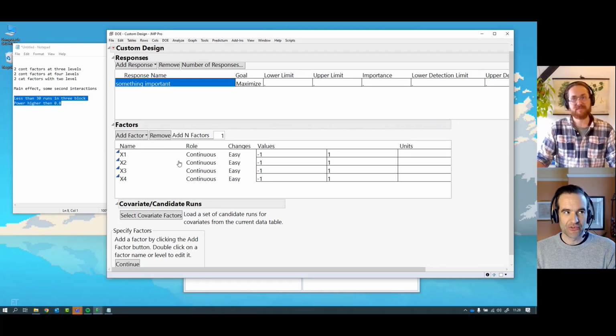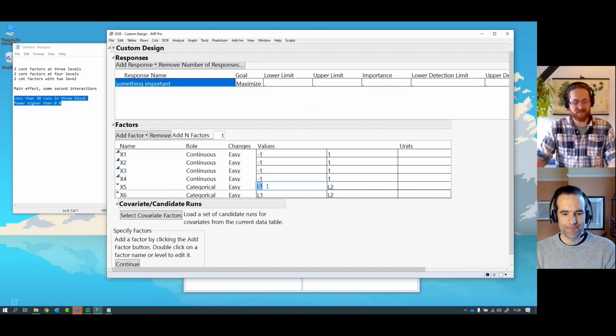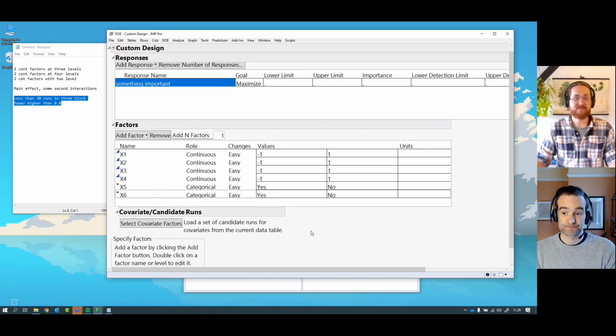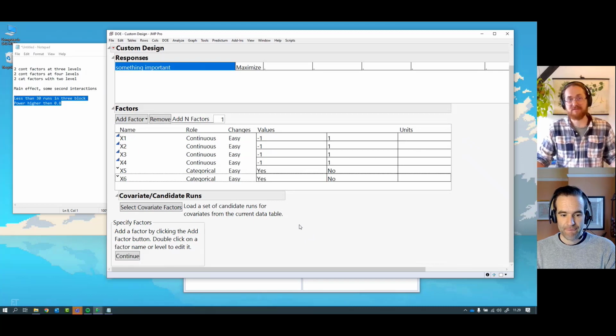Yeah, we'll decide the number of levels. That's going to be defined by the model that we say we're going to estimate. We'll get to that in just a minute. The last thing we need to do at this stage is add the two categorical factors at 2 levels. So that'll be a yes and no, and this will also be a yes and a no. Those are pretty common, so not much there. So that's the 6 factors that were asked for.